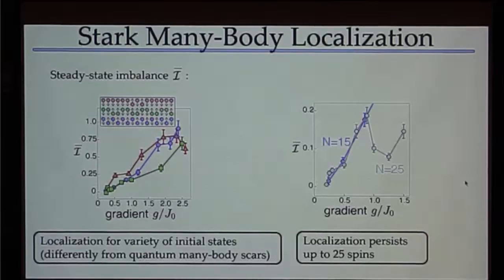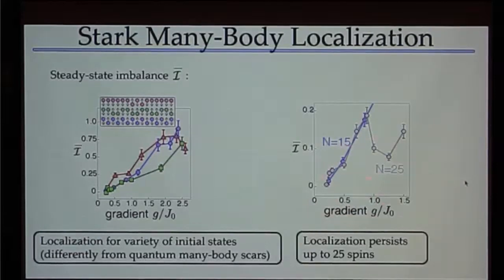If it's really Stark MBL, you want to prove that this is not something, for example, like scars that thermalize very slowly, but those are very specific states. So we tried three very different initial states, and we see roughly the same behavior in the steady state imbalance at long times. And also we varied the gradient, and we investigated two different sides.